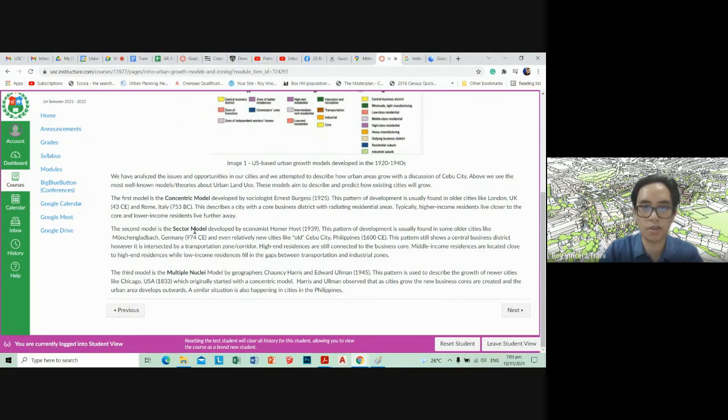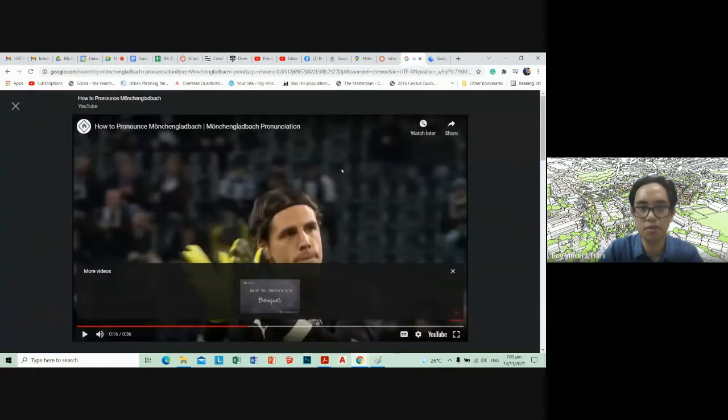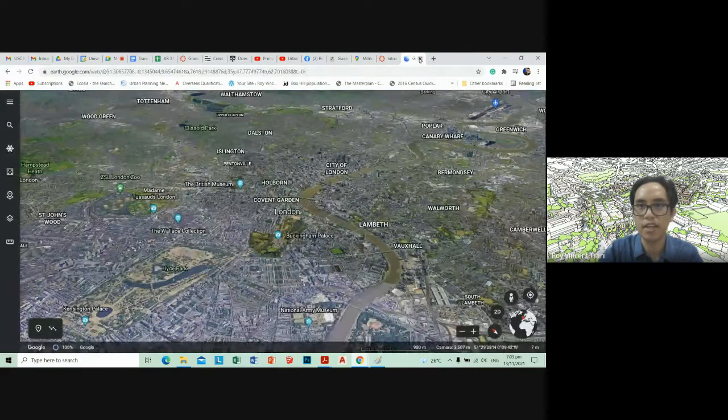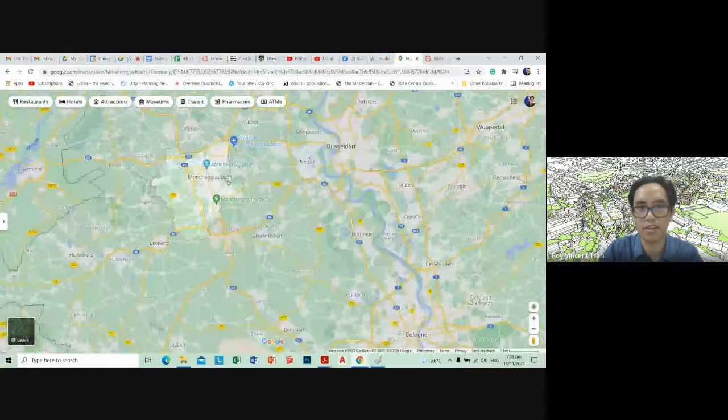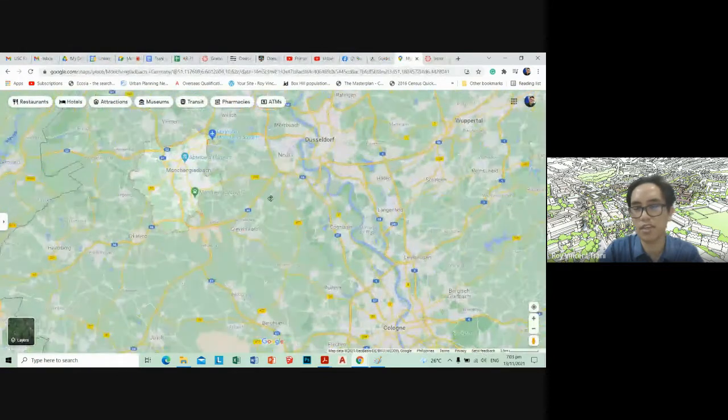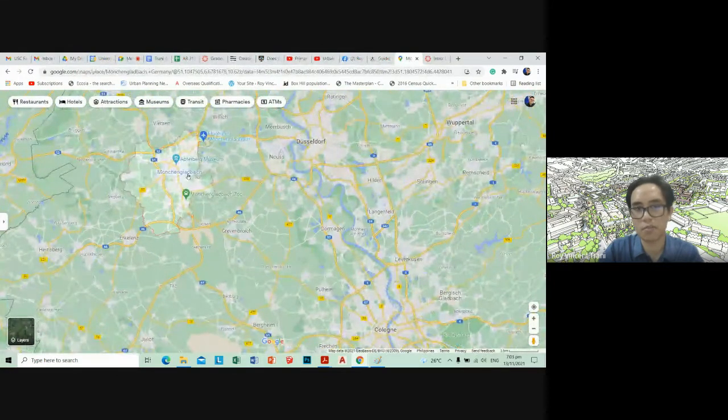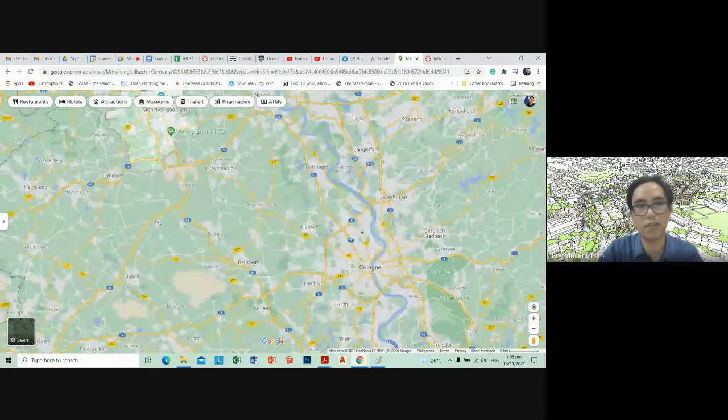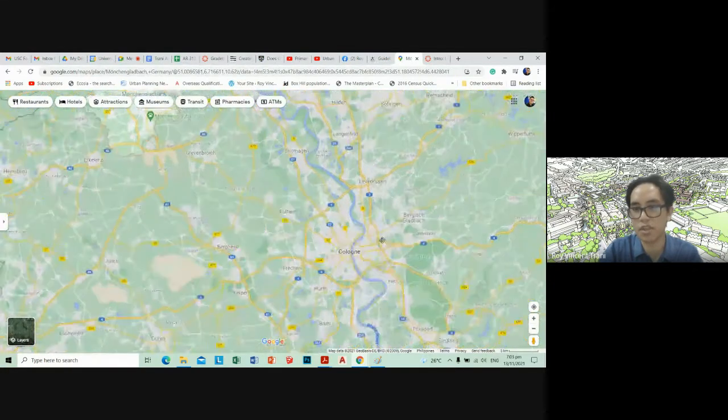So the sectoral model is developed by an economist called Homer Hoyt. And then, yeah, this is basically his observation of how cities developed in the 1930s. So very likely, cities with the sectoral sort of pattern develop after or develop around an existing city with the concentric pattern.